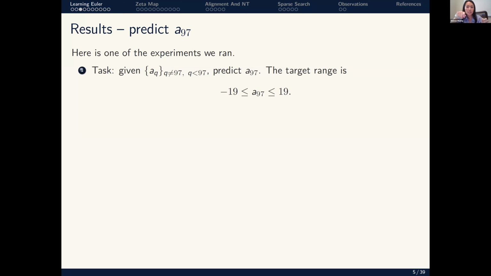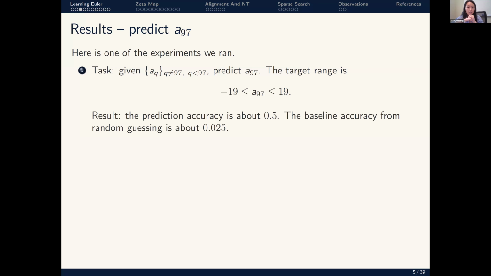And then we want to use these values to predict A97. I should make a note that A97 is between -19 and 19, so this is quite a lot of values. The result is that the prediction accuracy, meaning how many times the model gets the prediction of A97 correctly, is about 50% of the time.